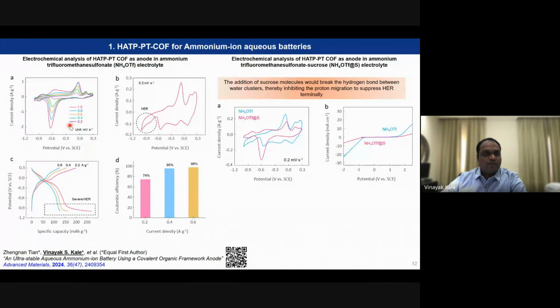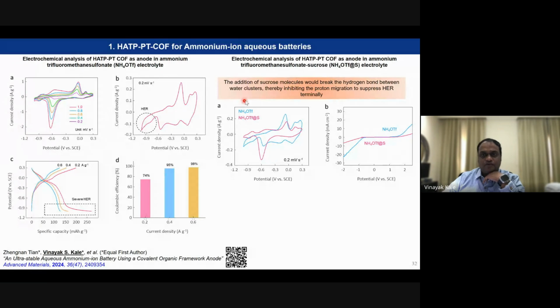So when we check the cyclic voltammetry of this HATP-PT COF in ammonium trifluoromethane sulfonate, we see that HER happens. HER means hydrogen evolution reaction. HER is an unwanted reaction. It means the formation of hydrogen gas, or bubbles, in the battery. It's unwanted because these bubbles interfere with the rate performance and the long-term cycling stability. So how do we solve this problem of severe HER?